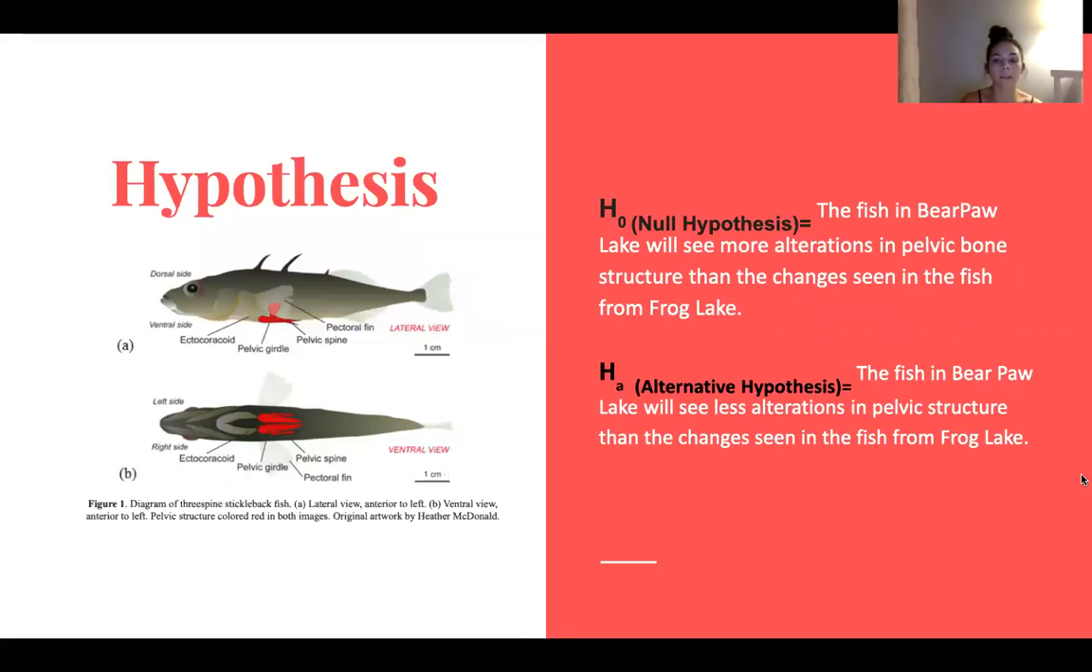Our hypothesis consists of the null and alternative hypothesis. Our null is that the fish in Bear Paw Lake will see more alterations in pelvic bone structure than the changes seen in the fish from Frog Lake. Our alternative to that hypothesis is that the fish in Bear Paw Lake will see less structural changes in their pelvic bones than changes seen in the fish from Frog Lake.